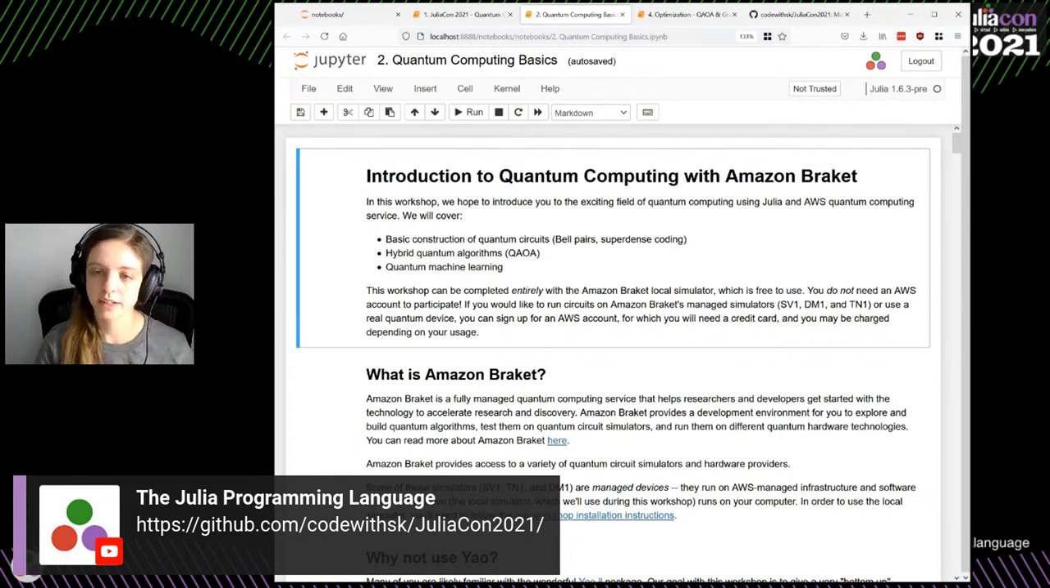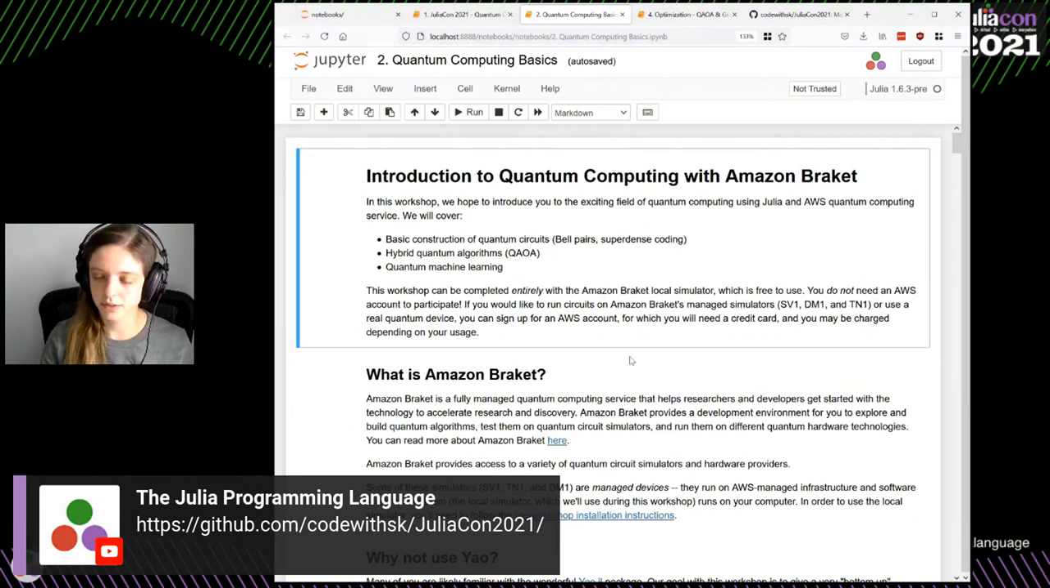So what we're going to cover today is a bunch of interesting material in the field of quantum computing. In this notebook, we're going to specifically cover some very basics of constructing quantum circuits with Braket, and talk about some cool, simple examples of circuits we can construct and measurements we can make.